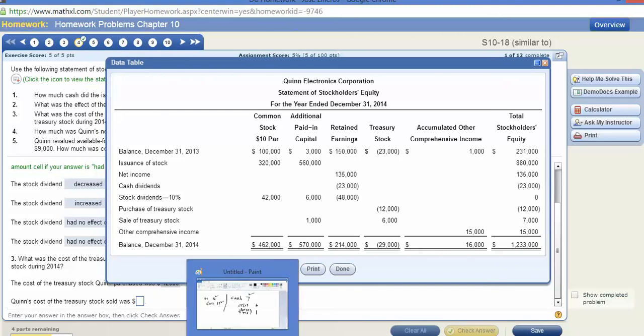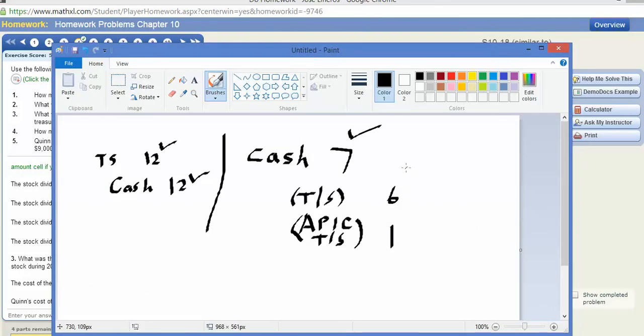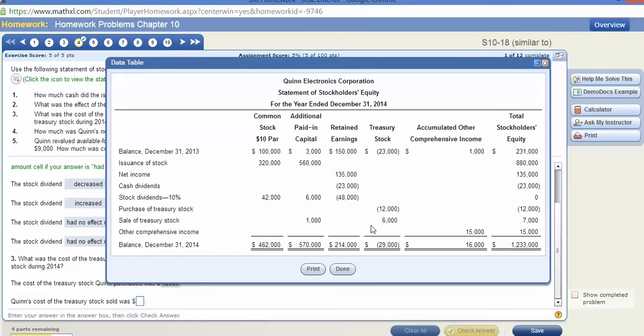Well, the cost basis is the 6,000. That would be this entry here. The 6,000 is this entry right here. Okay, and then the plug goes into additional paid-in capital treasury stock. So the answer to this one, the cost basis of the treasury stock that was sold, is 6,000.